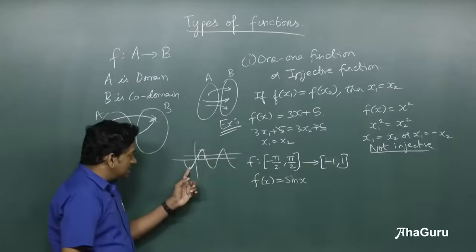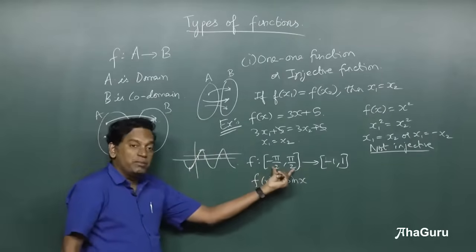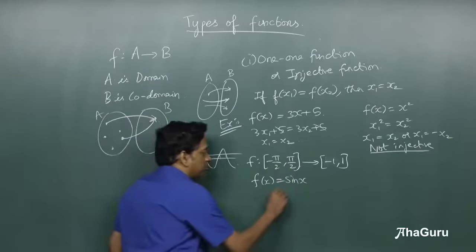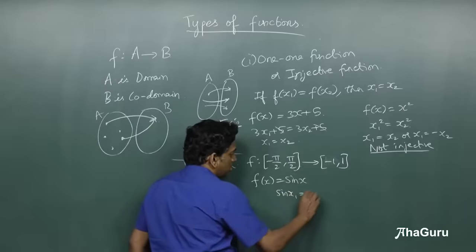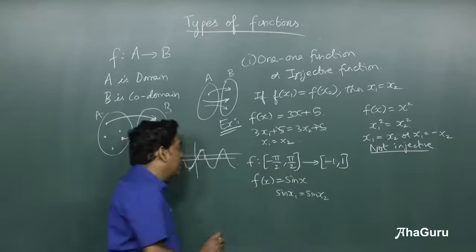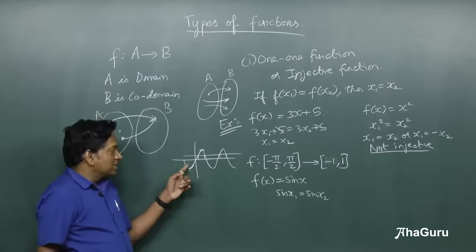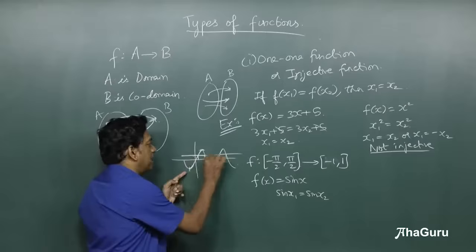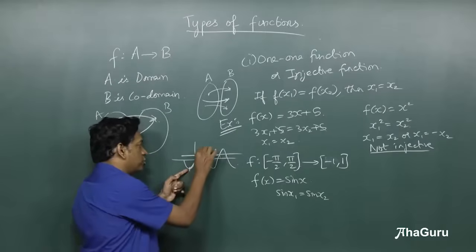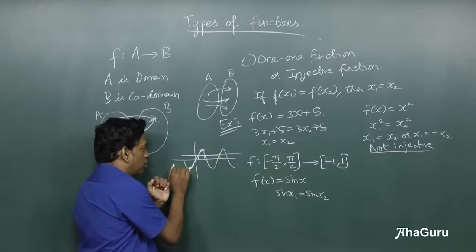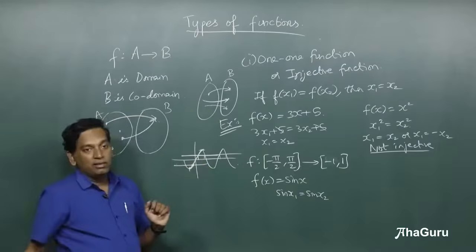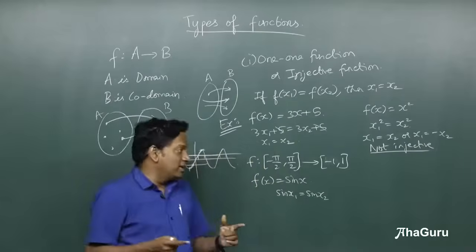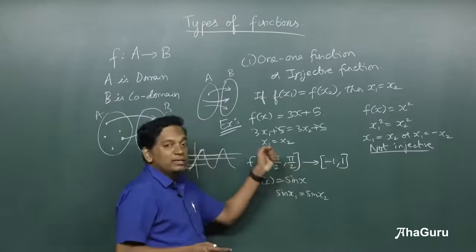Then you can see that within this domain, that is minus pi by 2 to pi by 2, if sin x1 is equal to sin x2, it will imply x1 is equal to x2, because there aren't two different x values that can give the same y. If you draw a line parallel to the y-axis, it will cut this portion of the curve only at one point, or you draw a line here, it will cut only here. So you can modify the domain in such a way to make it injective.